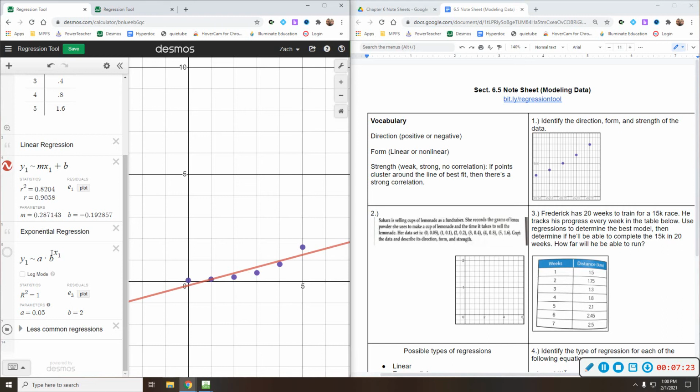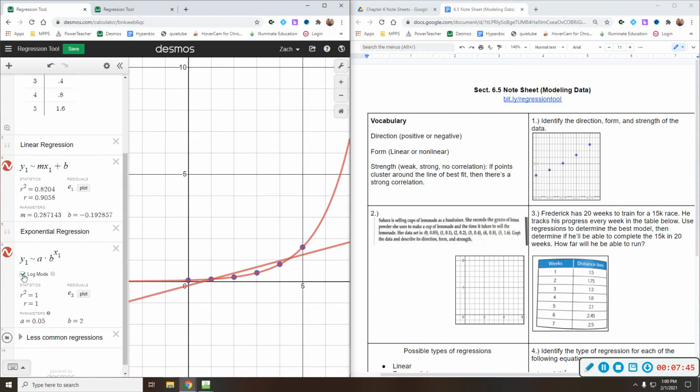All right, so like I said, this looks more exponential. Let's take a look here. So look at how well the exponential graph follows the purple dots. The line is not bad, but you can see that that exponential curve fits it really well. Down here, for the exponential regression, you can see you've got A is 0.05, so that's the number out in front, and that B is 2.